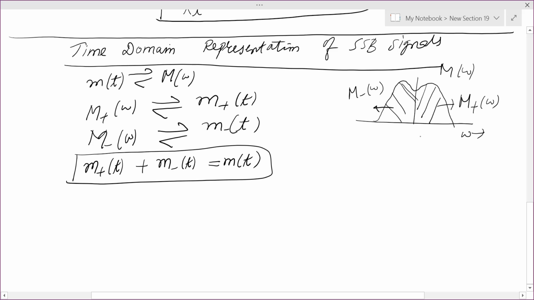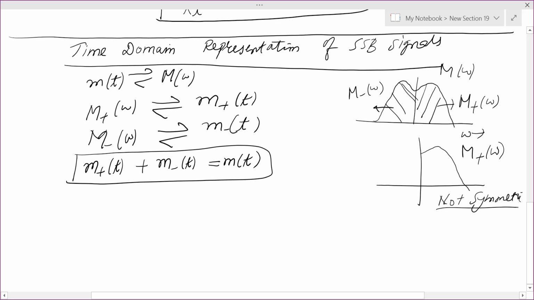Now see one thing. If I separately draw M plus of omega, recall yesterday's lecture in which I told you that if the Fourier transform is not symmetric, then the signal must be complex. Remember that? This Fourier transform is not symmetric. Note these points, they are not given easily in the books. They are scattered in several books which I am presenting to you. So it is not symmetric, so the corresponding time signal m plus of t has to be complex. There is no other way.